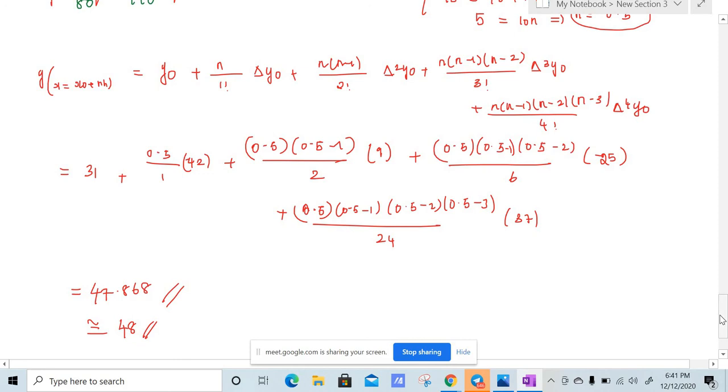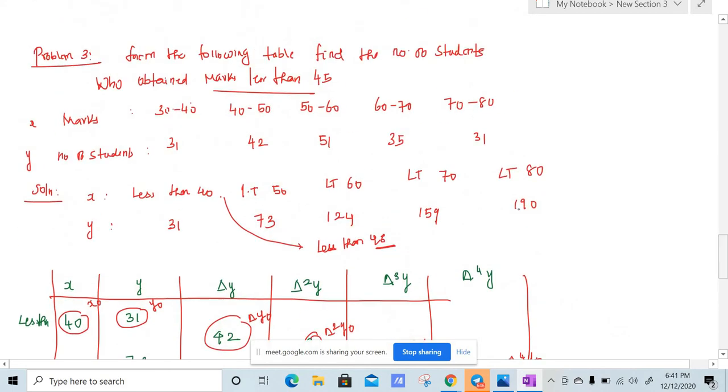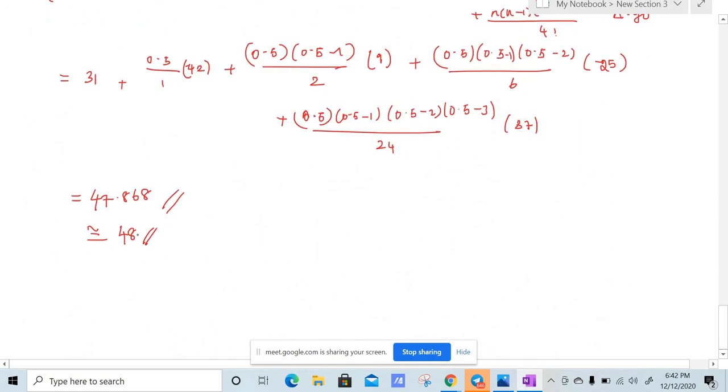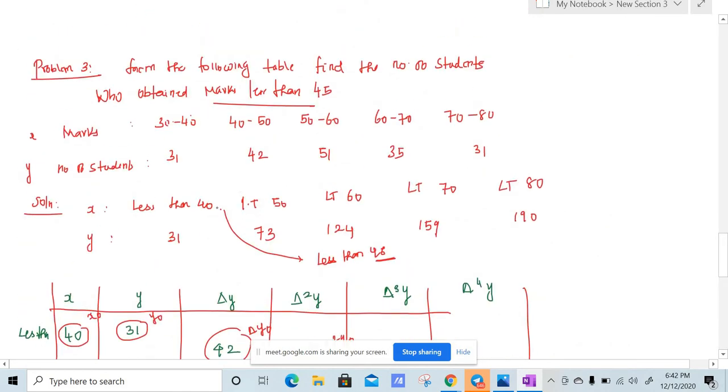48, right? Approximately 48. So there will be 48 students who scored less than 45. That is, 31 students have scored marks less than 40, and the number of students who scored marks less than 45 will be 48. So we can interpolate. Interpolate means we are able to judge the unknown value, right? So that's it. This is the forward interpolation formula.